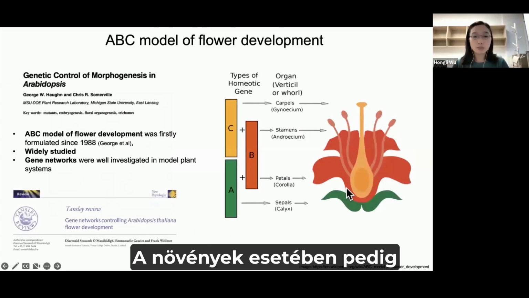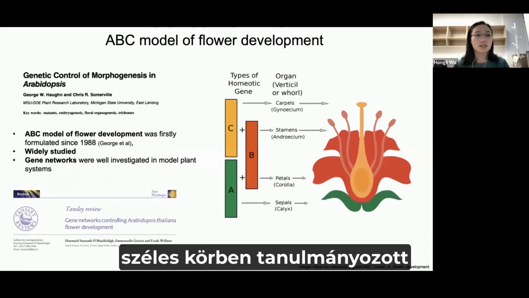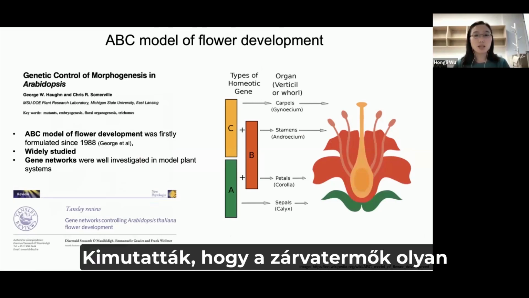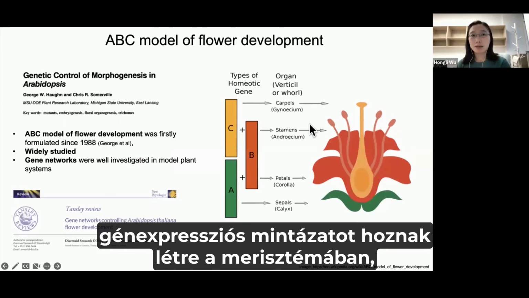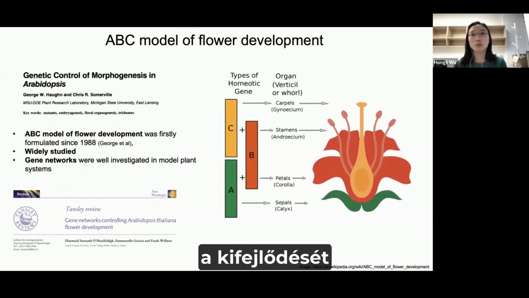And in plants, the ABC model of flower development is also well elucidated and widely studied. Gene networks were also investigated in model plant systems. It showed that flowering plants produce a pattern of gene expression in meristems that leads to the appearance of an organ oriented towards sexual reproduction, which is a flower.